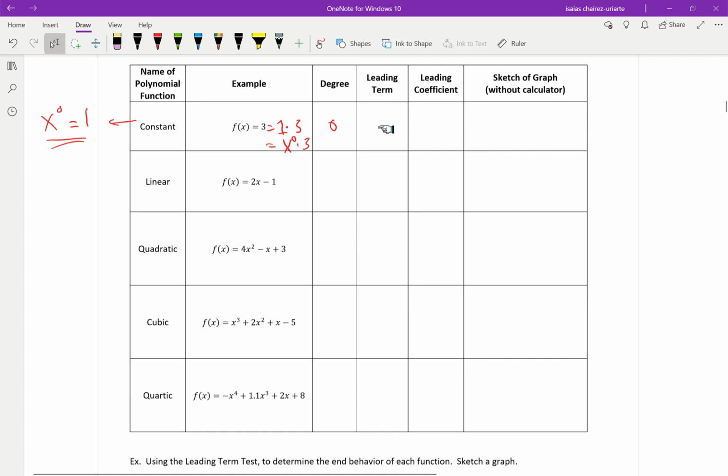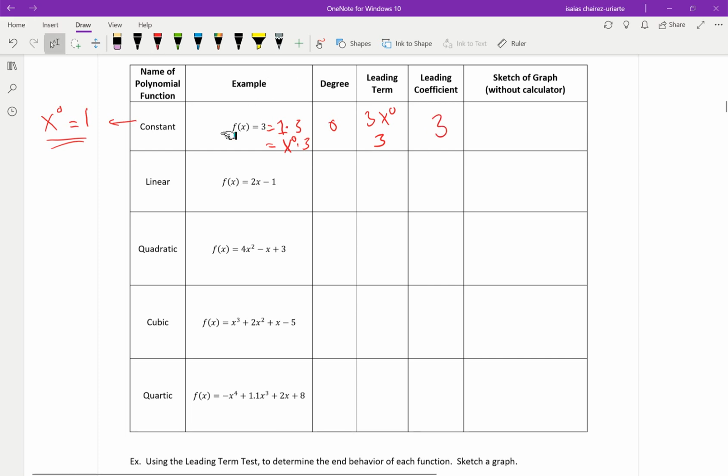What's the leading term? Well, if you wanted to be very detailed here, you would say that the leading term is 3x to the 0. Well, that's just the same thing as just 3. What's the leading coefficient? Well, the leading coefficient is just the number in front of my x. We said that in this case it's x to the 0. So the leading coefficient here turns out to be 0. I'm sorry, 3. It's 3.